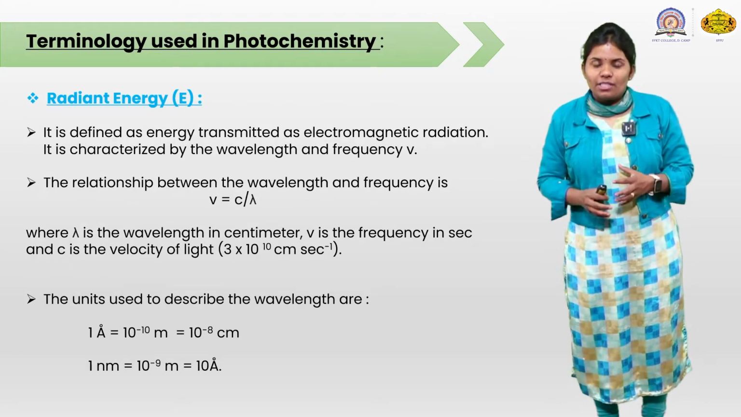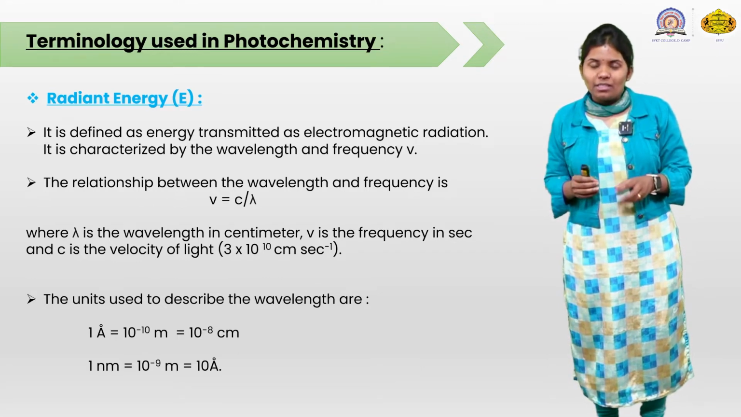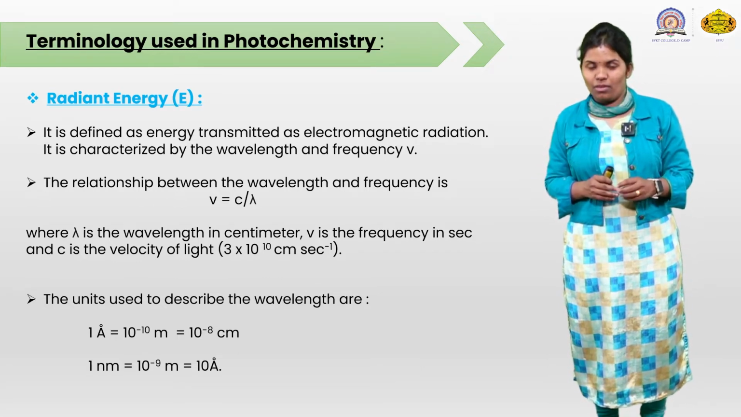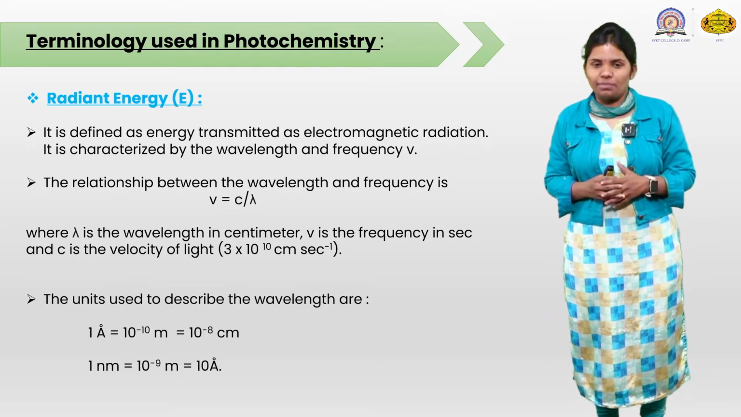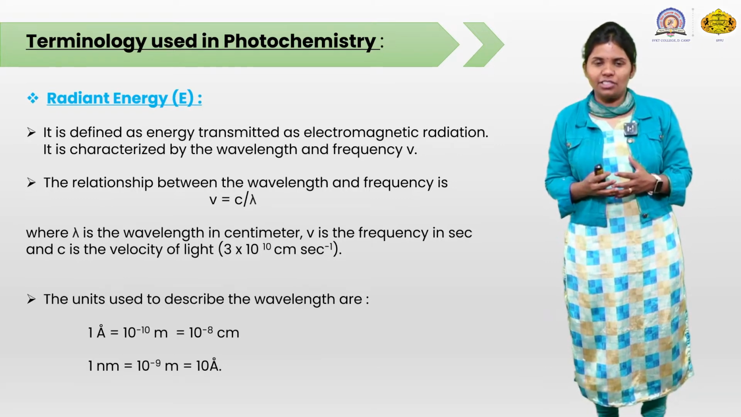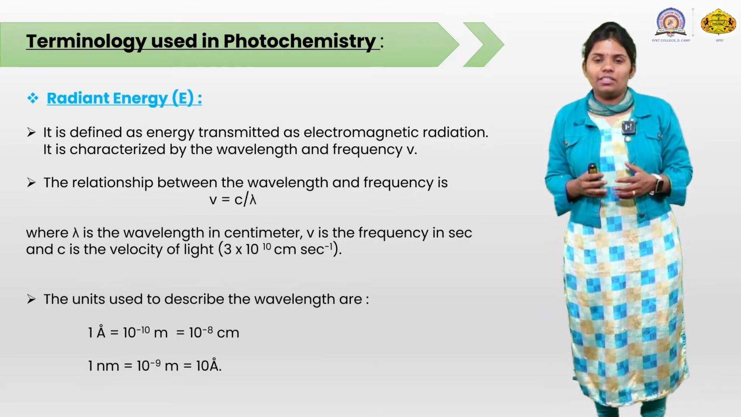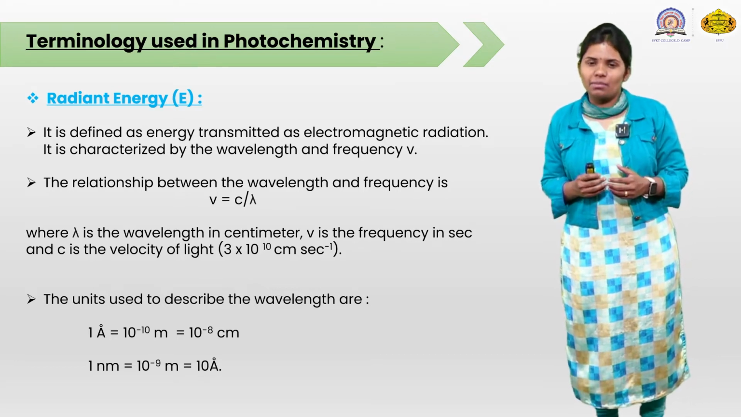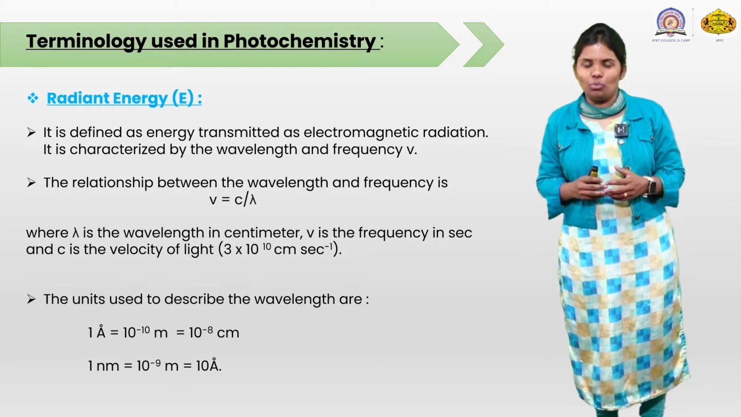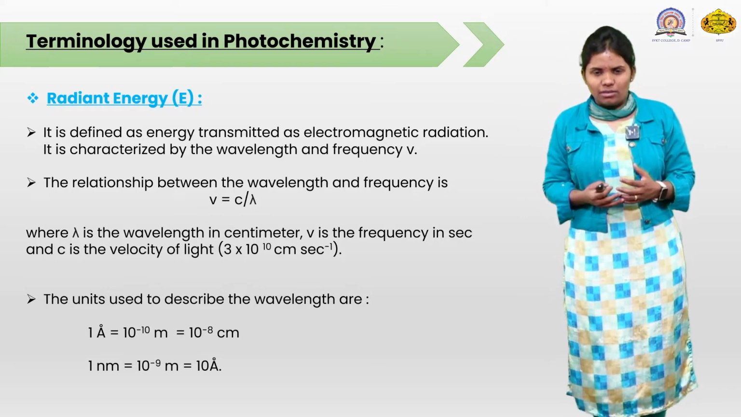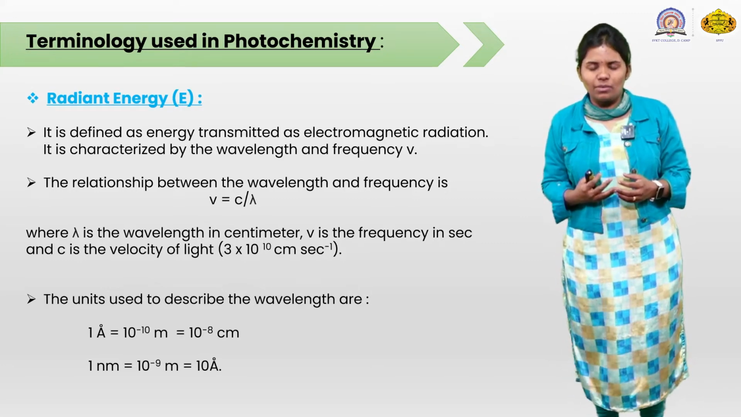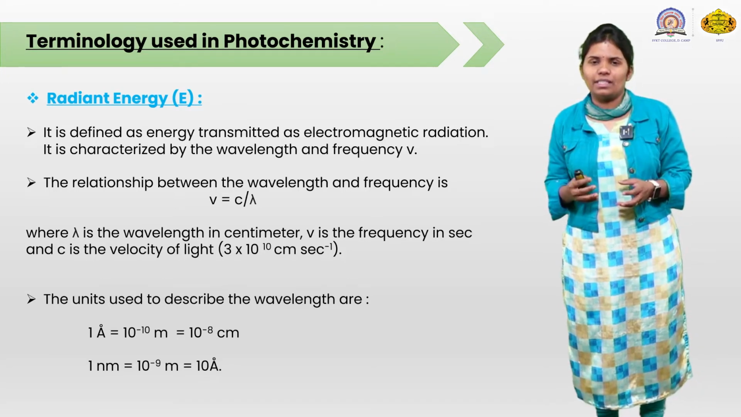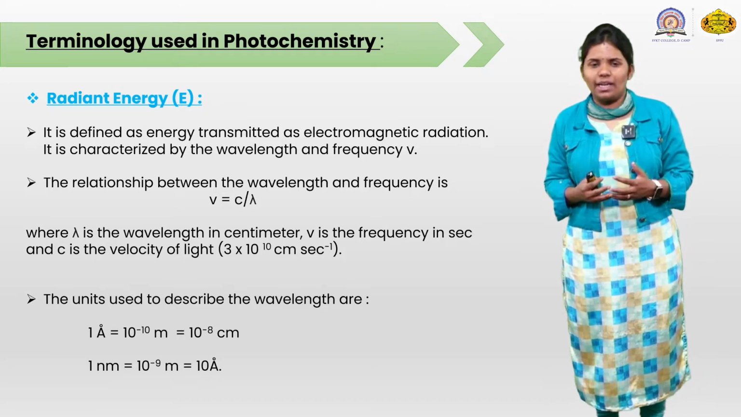In photochemistry, we use different terminology in the sense of light. First of all is radiant energy. What is radiant energy? It is defined as the energy transmitted as electromagnetic radiation. It is characterized by the wavelength and frequency nu. Any particular wave has the wavelength and frequency, the two basic criteria.